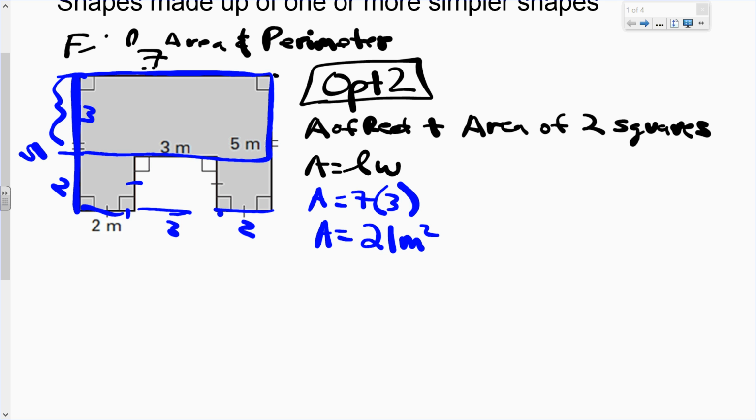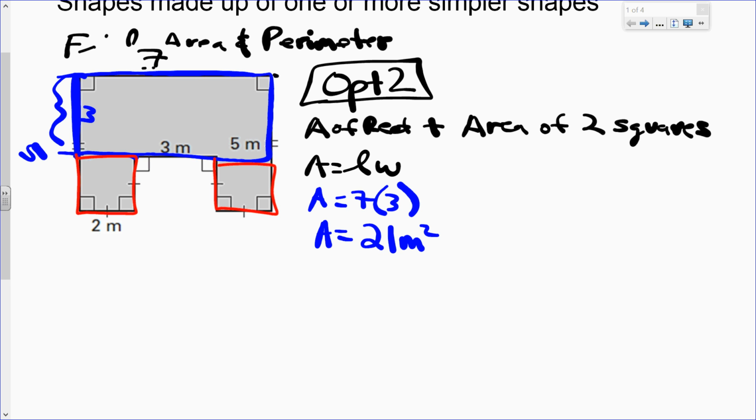Now let's find the 2 squares. So we found the area of the top rectangle. Now let's find the area of the 2 squares, this square and this square. I'll put them in red.